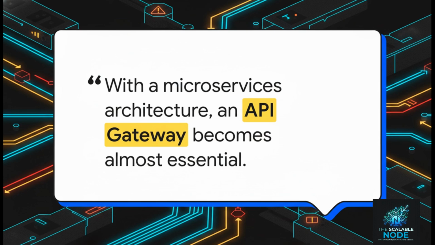As the saying goes, with a microservices architecture, an API gateway becomes almost essential, which really leaves us with one final, undeniable question to chew on. Considering the sheer complexity of today's systems, is any modern distributed application truly scalable without one?